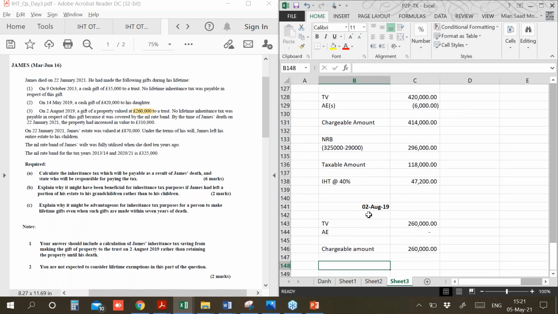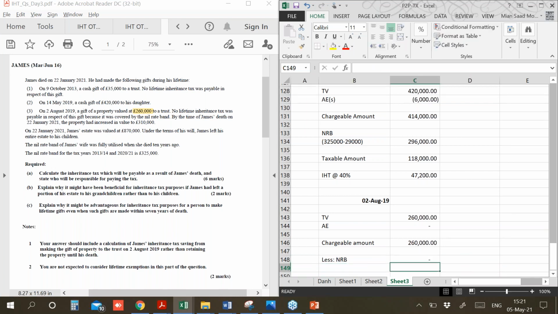Now guys, is there any nil rate band left? Because if you look at that date before 7 years, don't you think that the nil rate band has been completely utilized? Is there any nil rate band left? No nil rate band left. So less NRB, that is 0 as well. No NRB left.